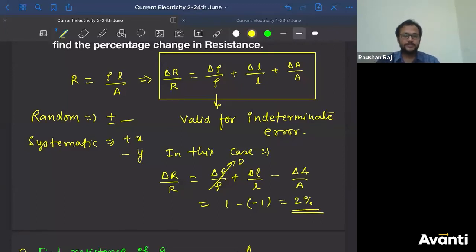Normally we don't study those things because if you're measuring anything, in that measurement random errors will always be there. तो हम बात करते हैं सिर्फ random error की. But if somebody asks you specifically about this systematic error, तो हम उसमें negative include करते हैं, ठीक है.